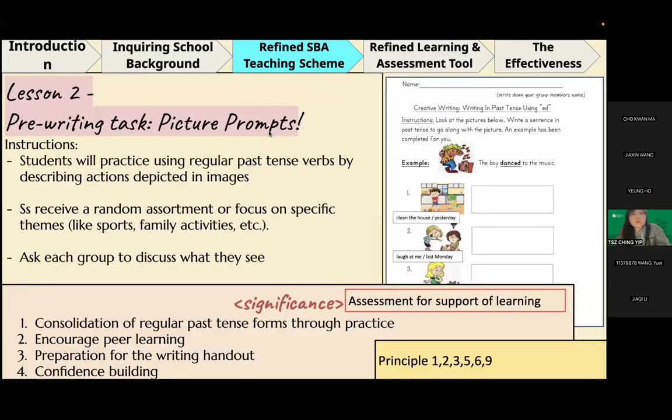And for lesson 2, the activity will be picture prompts. The students will practice using regular past tense verbs to describe actions depicted in images, and then they will do some discussions based on the topics and themes. And the significance is that it is a consolidation of regular past tense forms through actual practice. It also encourages peer learning and preparation for the writing handouts coming for the next lesson. And it also boosts their confidence.